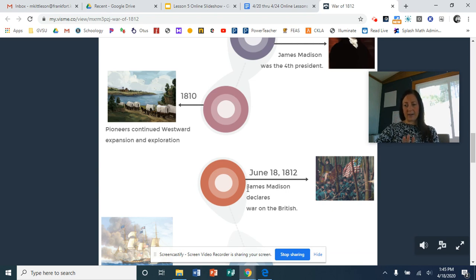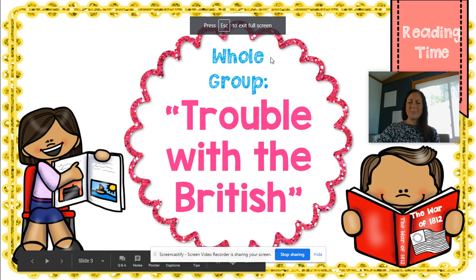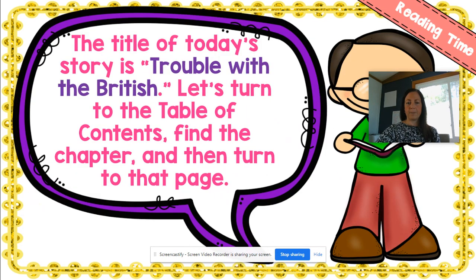And so I'm going to stop there as far as the timeline goes, but I just wanted to give you a little background of kind of where we were and what we had been coming from, and kind of review that with you a little bit so that the story makes a little bit more sense to you, okay? So going back to our slideshow and Trouble with the British here. It says this is a whole group read. Obviously, we can't do a whole group read, so I have a couple different options at the end that we can talk about.